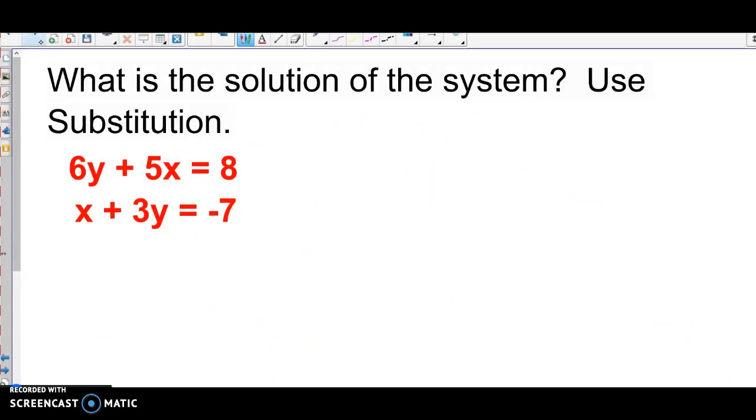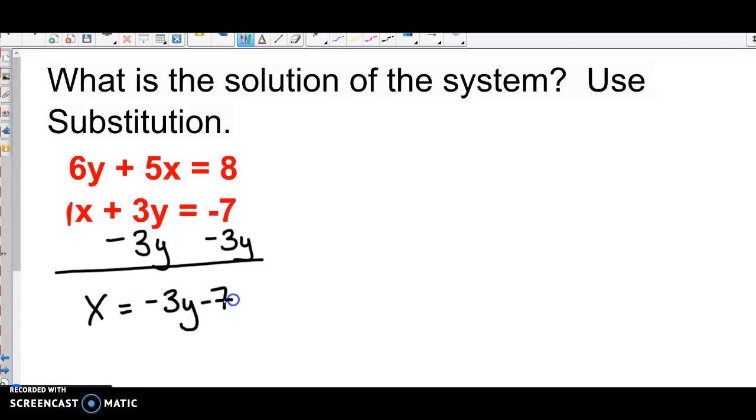Again, looking at this one, look for the variable that has a 1 in the denominator. That would be here, 1x. So I'm going to solve that. I'm going to subtract 3y from both sides. And I get x equals negative 3y minus 7, or minus 7 minus 3y.